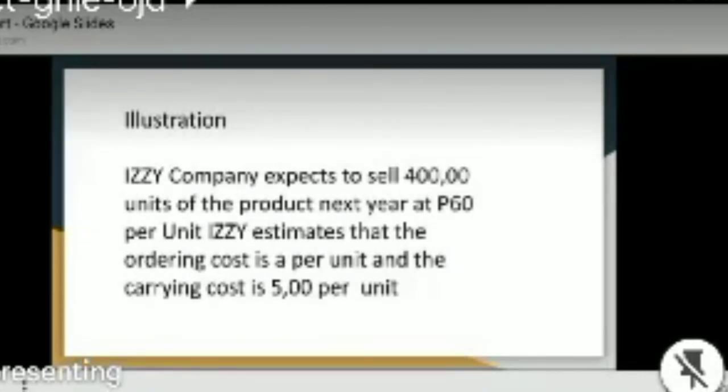Kati company, guys, I made a mistake in my PPT. Kati company expects to sell 400,000 units of the product next year at 60 per unit. Kati estimates that the ordering cost is 9 per unit and the carrying cost is 5 per unit. So how do we solve it? This is the formula, guys. So here is how to solve it.